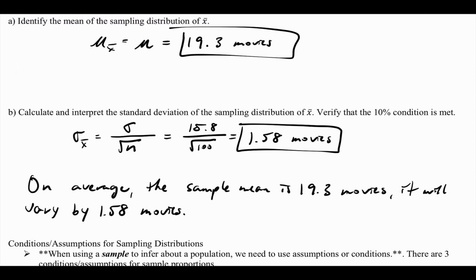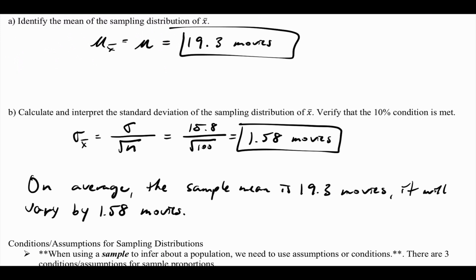It's just interpreting standard deviation. When you're interpreting standard deviation, mention the mean, and then mention something about how it varies, because that's what standard deviation is. Every sample I take won't have an average of exactly 19.3, just like every number there isn't 27.5. But they're going to vary by how much. That's what it means.